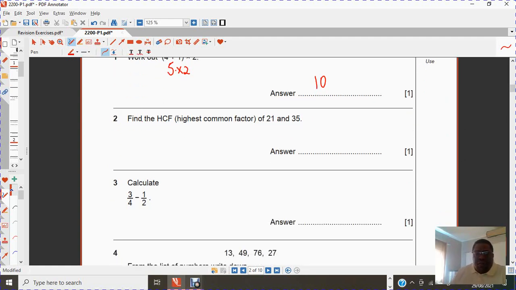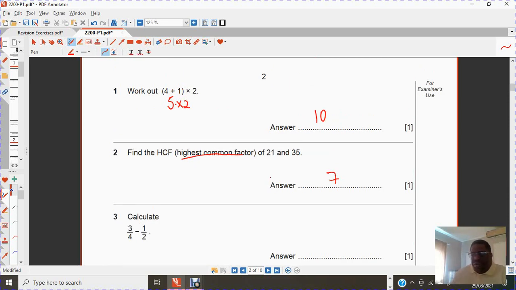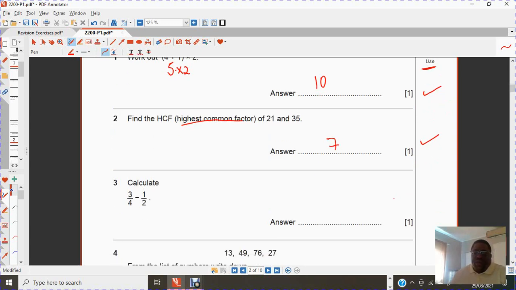The highest common factor of 21 and 35 should be 7. Okay, 7 is a number that goes into 21, and it is a number that goes into 35. Right, and then the next part, you are supposed to also remember, you do not write in this margin here. Very important, because this is actually where the marking is taking place.